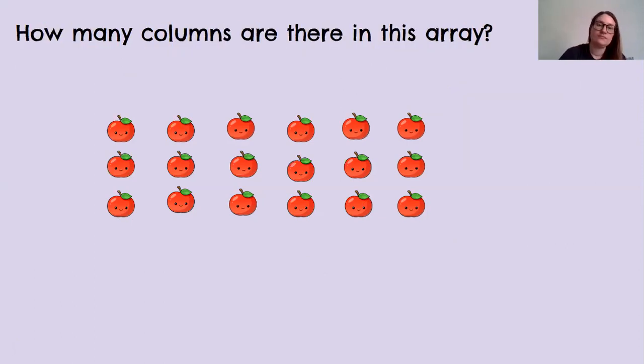Excellent. In the same array, how many columns are there? Remember, rows go from left to right, they're horizontal. Columns go from top to bottom, they are vertical. How many columns are in this array? You're right, there are 6 columns.